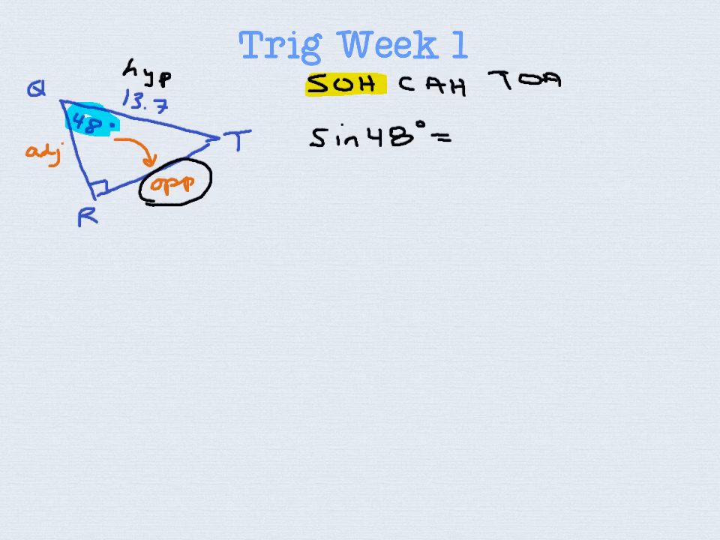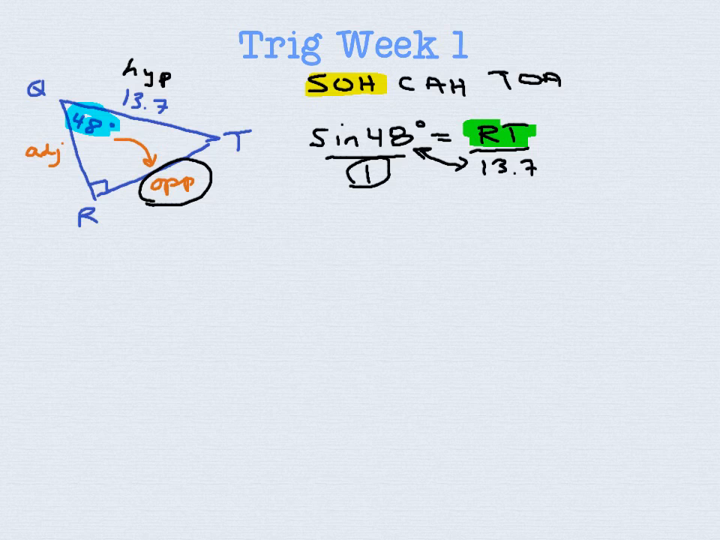The sine of 48 degrees in our triangle is going to be RT divided by 13.7. If you set this trig ratio up as a fraction, place the sine of 48 over a 1. To solve for the unknown RT, we are going to cross multiply and divide. So 13.7 multiplied by the sine of 48 and divide that by 1. You're going to get an answer.